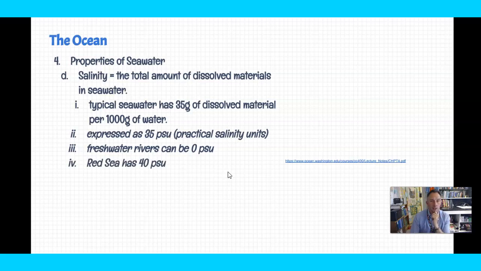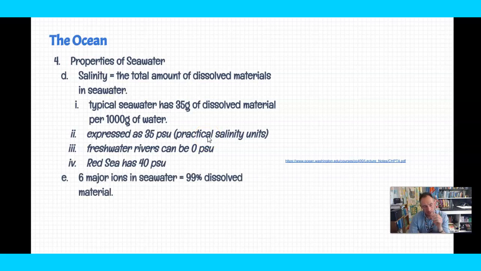And saltier oceans and seas, like the Red Sea, for instance, an inland sea which is in a really hot area. We talked about that in the oceans map activity. The Red Sea, running right through the Tropic of Cancer, being in that dry environment, is at 40 PSU. It's saltier than the actual oceans globally. Practical salinity units. I always say partial. It's practical. PSUs, just remember that.